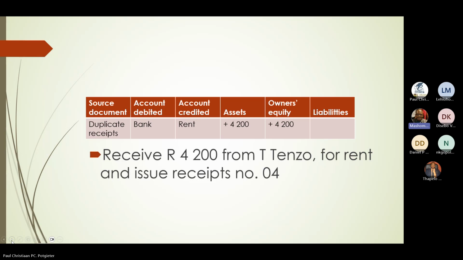Remember, rent falls under the nominal account section, and rent is an income. It has a positive impact on the owner's equity. Now, the contra account of bank here will be the rent. Bank always is debited.